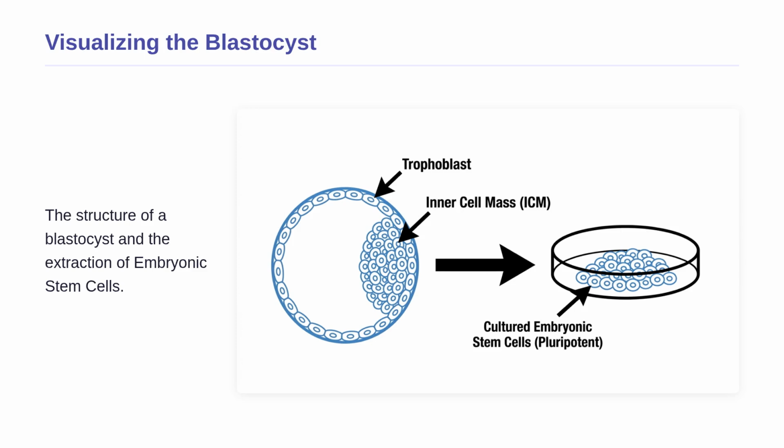This diagram we are looking at perfectly illustrates the origin of these cells. On the left, you can see the blastocyst, which looks like a hollow sphere. The outer ring of cells is called the trophoblast, which helps form the placenta. But notice that dense blue cluster inside? That is the inner cell mass. The arrow shows how scientists extract this specific cluster and transfer it into a petri dish, shown on the right. Once in the dish, these cells are cultured and become the pluripotent embryonic stem cells used in groundbreaking research.